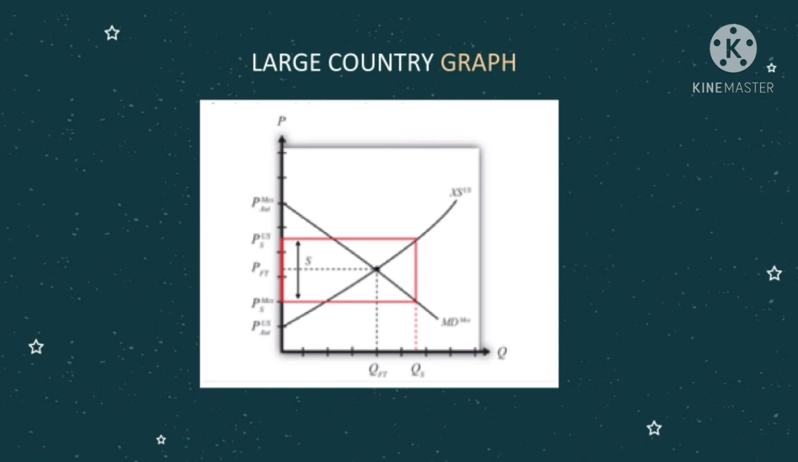A new subsidy rate in equilibrium will be reached when the two following conditions are satisfied. PSUS equals PS max plus S, and XSUS times PSUS equals MD max times PS max, where S is the specific export subsidy, PS max is the price in Mexico after the subsidy, and PSUS is the price in the United States after the subsidy.